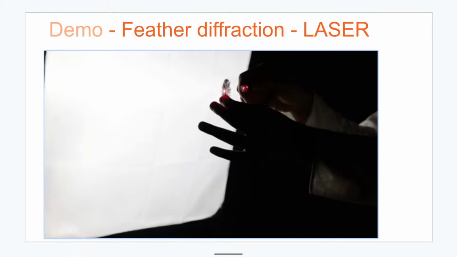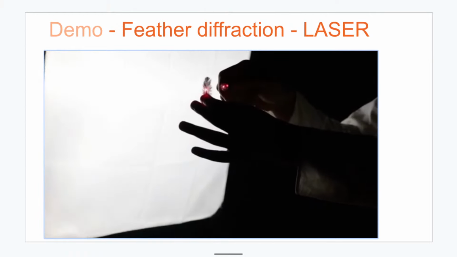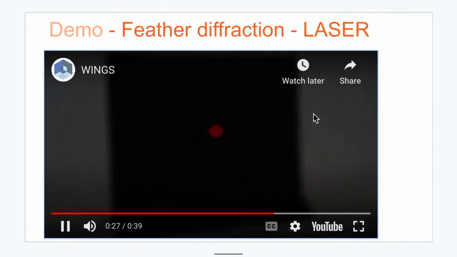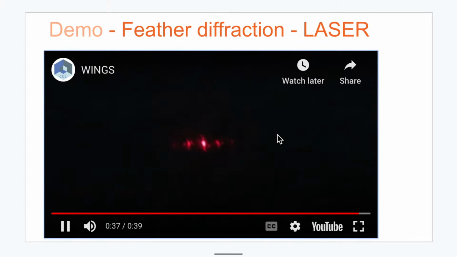Now you have to shine this laser beam through the feather. So when you do that, what happens is, let me show you. Yes. So this is what you see on the screen. Can you see a bright spot, then a dark fringe, and then again a bright spot, and so on and so forth? So this is because of diffraction.